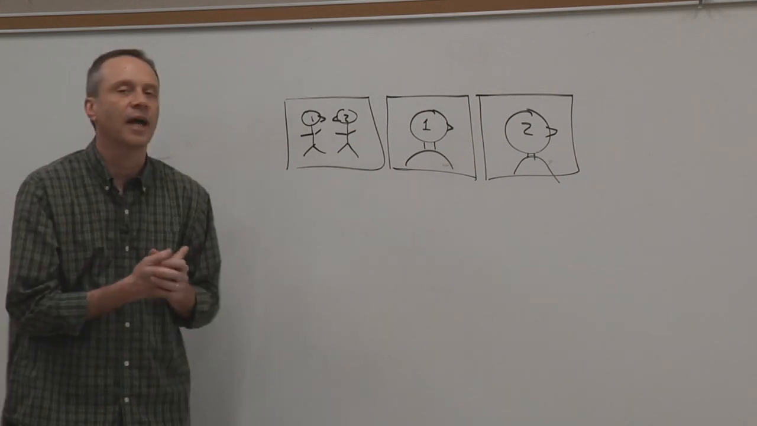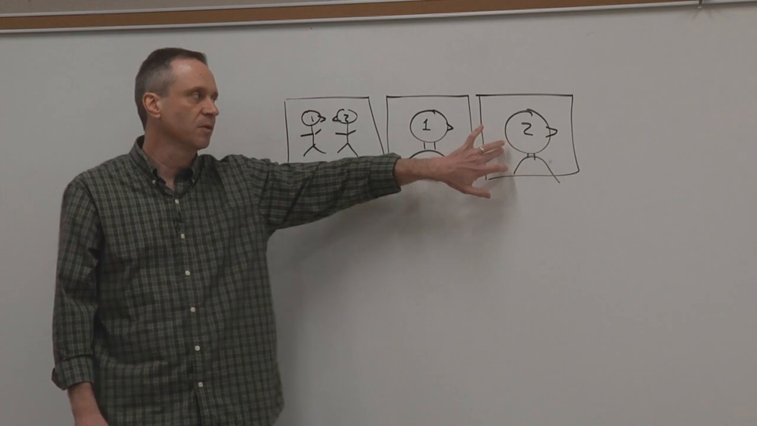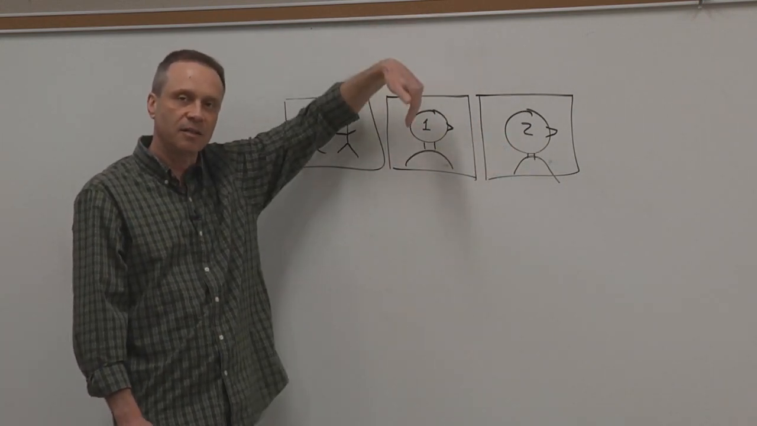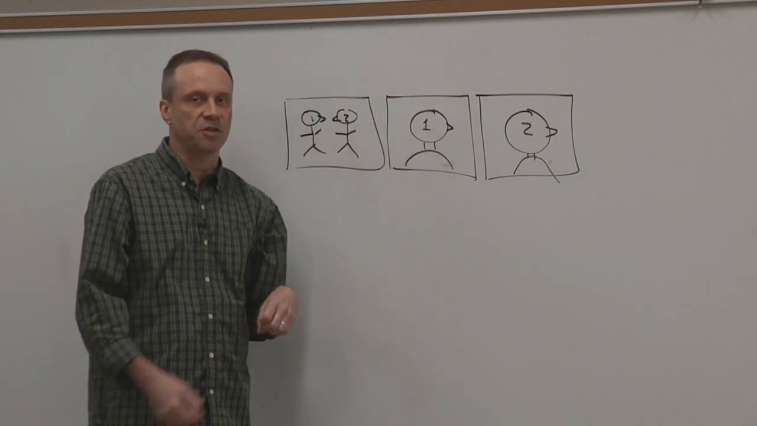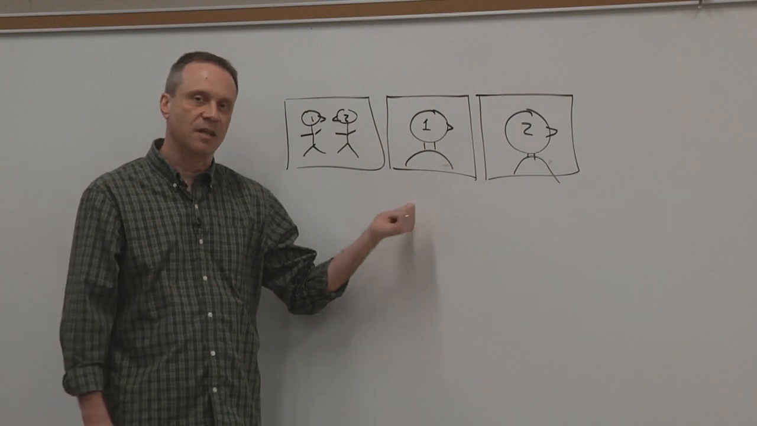But the problem that happened here is that when we went to the shot of person 2, we moved the camera to the wrong side of the line, which created a screen direction problem. So we're going to talk about how to fix situations like this.